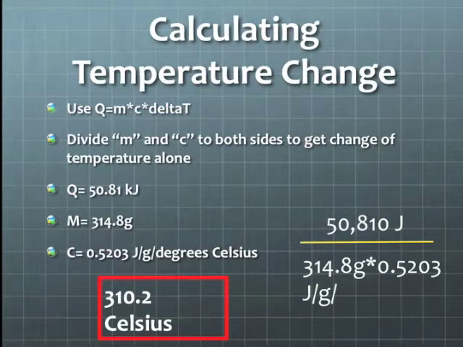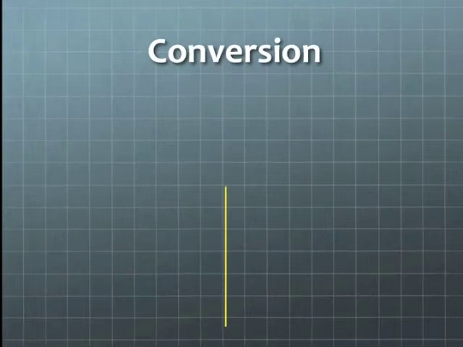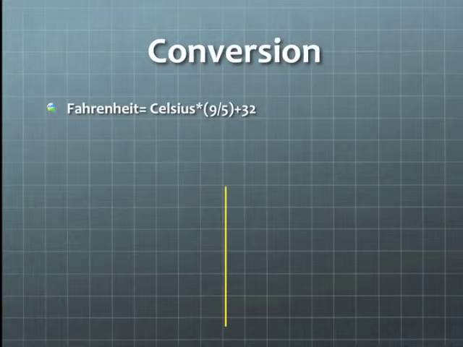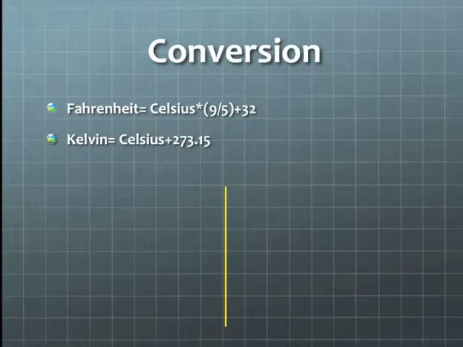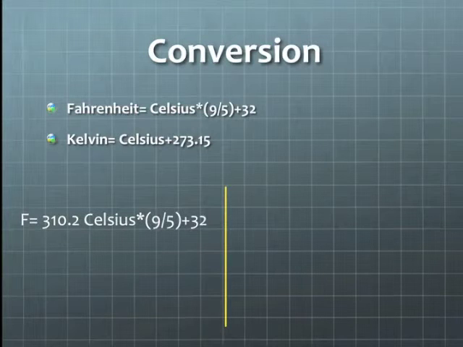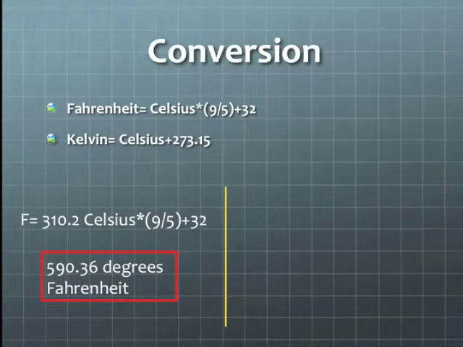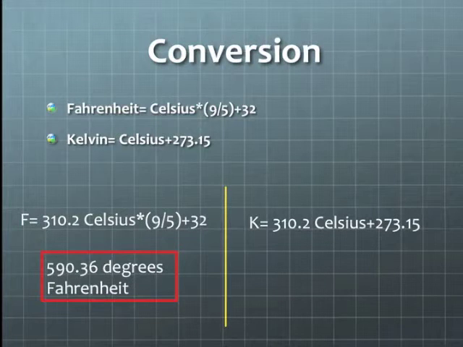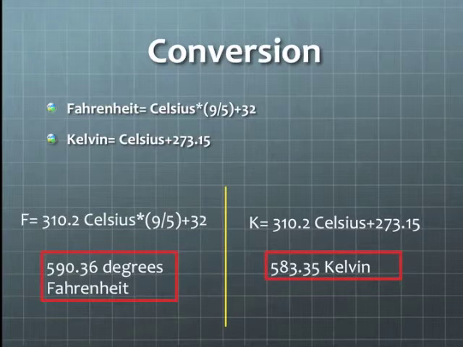And as the problem required us to convert these temperatures to Fahrenheit and Kelvin, the Fahrenheit formula for converting Celsius into Fahrenheit is the Celsius degree times 9/5 plus 32, and the Kelvin formula is the Celsius degree plus 273.15. And so I plugged in the Celsius value that I got in the previous answer to the formula, and I got 590.36 degrees Fahrenheit. And I inserted the same Celsius temperature, and I added it with 273.15 because it was part of the formula, and I got 583.35 Kelvin as the result. So these temperatures are all the change of temperatures of the argon gas, but they are just in different units.